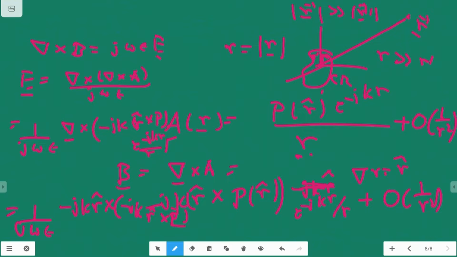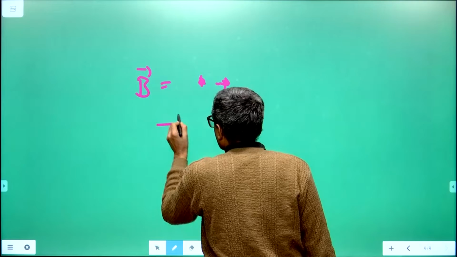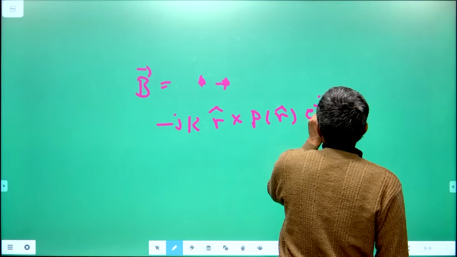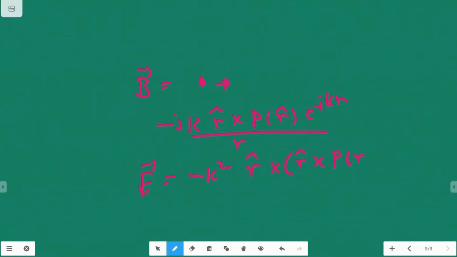So in summary, you can say that the magnetic field B is given by del cross A, which can be written as minus j k r cap cross P of r cap e power minus j k r divided by r, and E will be given by minus k square times r cap cross P of r cap, where P is the pattern function, it depends only on the direction, into e power minus j k r divided by r by j omega epsilon. In other words, this is the same as minus j k by j omega epsilon times minus j k r cap cross B.